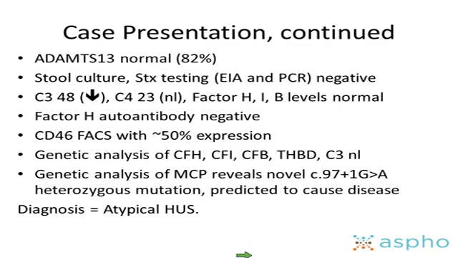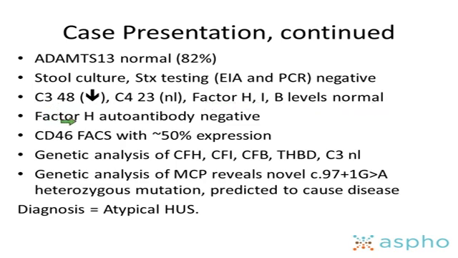So coming back to our case presentation, our patient had an ADAMTS13 activity that was sent and was normal, so we could reasonably confidently exclude TTP. He had a stool culture as well as Shiga toxin testing performed that was negative, but lo and behold, he had a decreased C3 and normal C4, suggesting activation of the alternative pathway. His quantitative factor levels were normal.